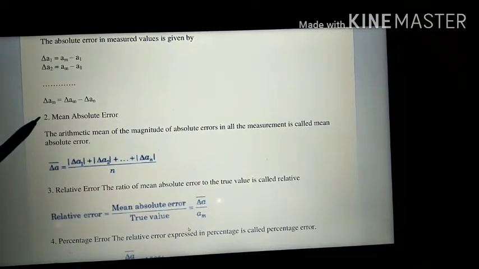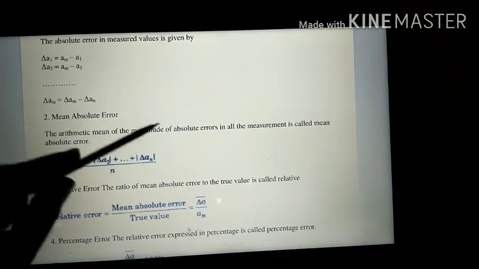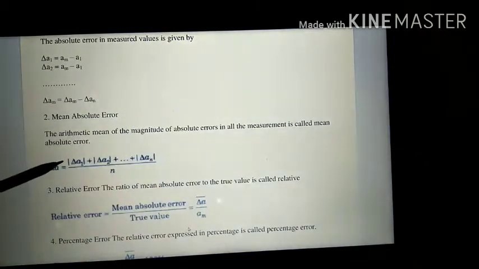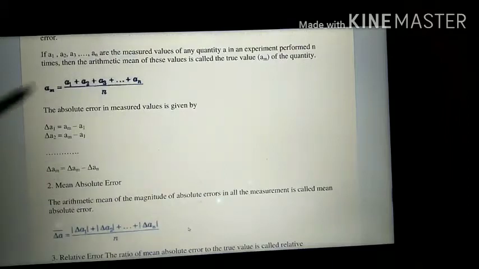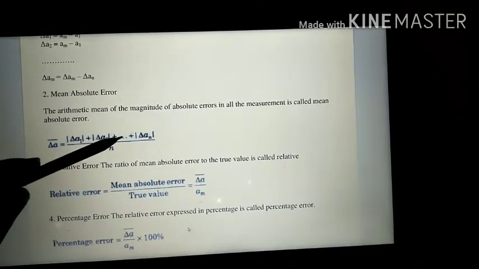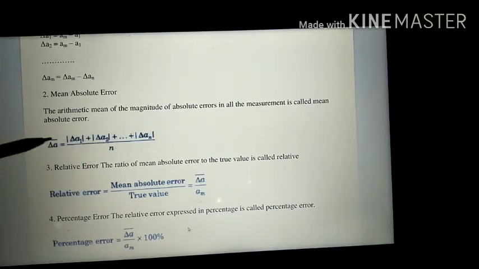Now the second thing is mean absolute error. The arithmetic mean of the magnitudes of the absolute errors in all measurements is called mean absolute error. So delta a mean is the magnitude of delta a1 plus magnitude of delta a2 up to magnitude of delta an, divided by n. That is called mean absolute error.